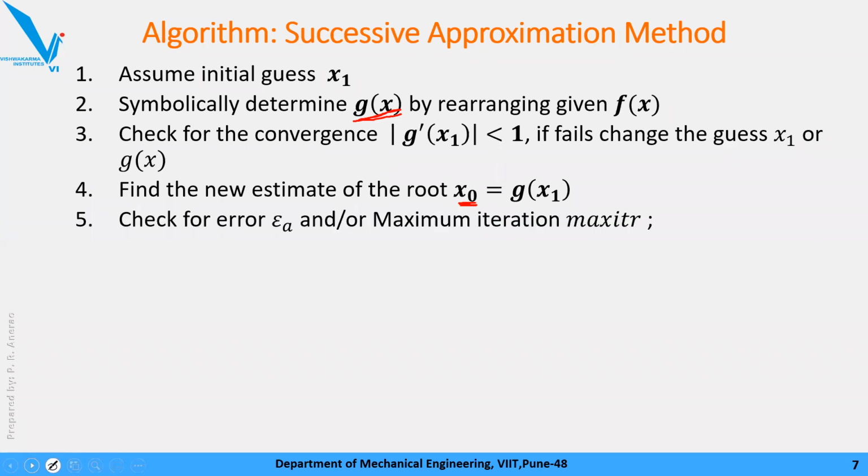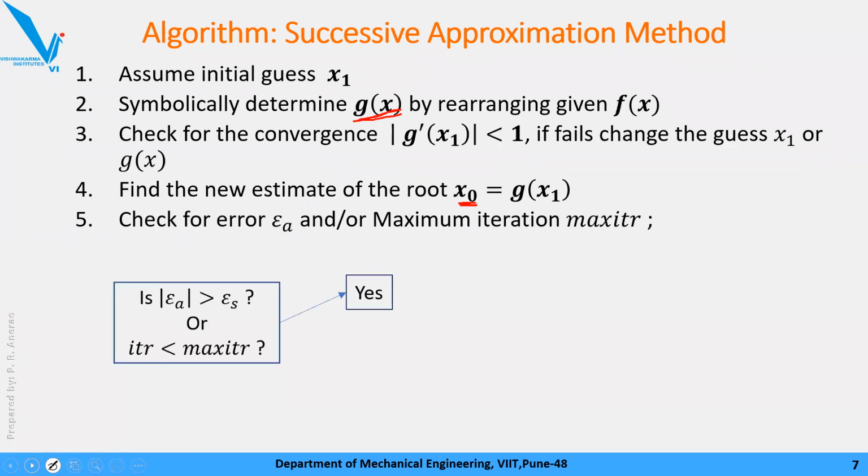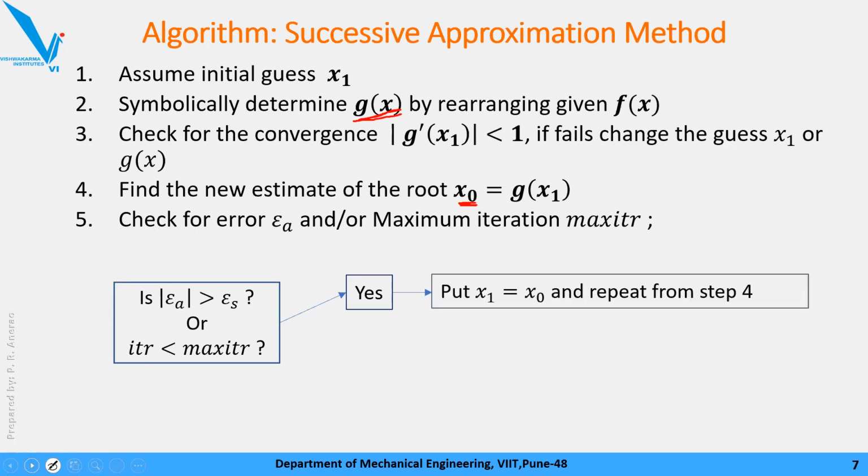So moving ahead, check for error or maximum number of iterations. This part we have seen earlier. So if the calculated error is greater than the prescribed error, obviously we need to do more calculation. So put x0 back in x1 and repeat the procedure. Or if the number of iterations is less than the maximum given iterations, again we need to go back to step number 4 and do the calculation.